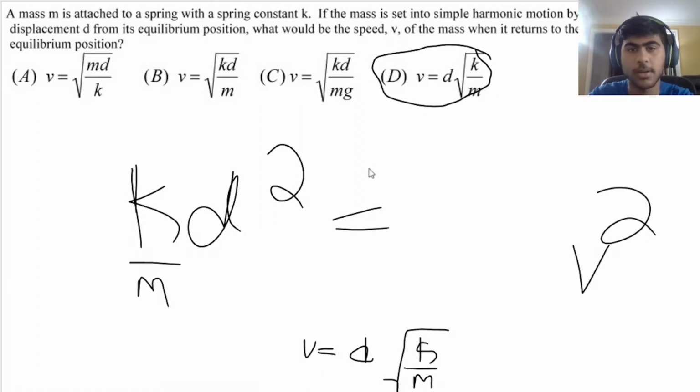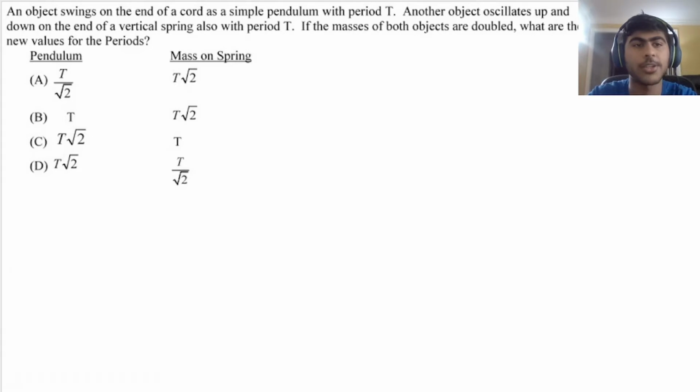Let's move on. An object swings on the end of a cord as a simple pendulum with period t, and another object oscillates up and down on the end of a vertical spring, also with period t. If the masses of both objects are doubled, what are the new values for the periods?